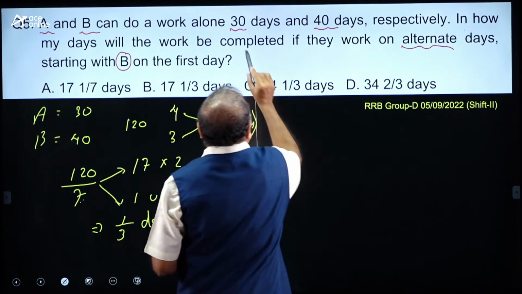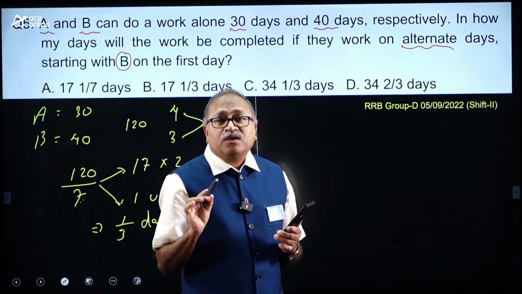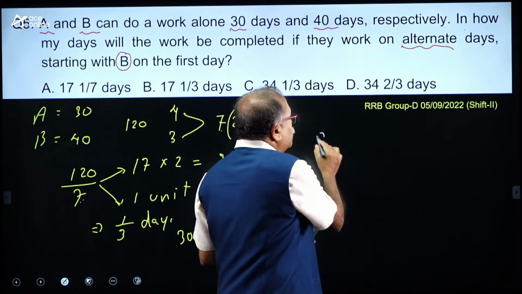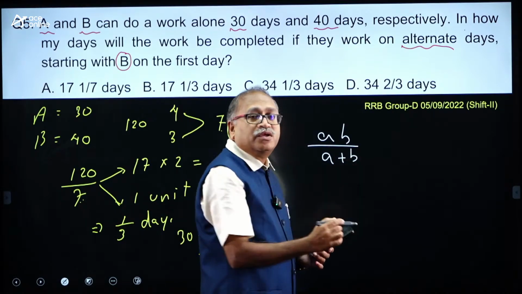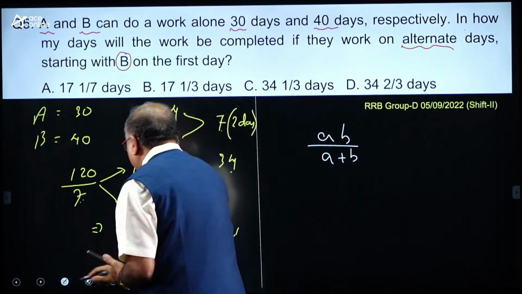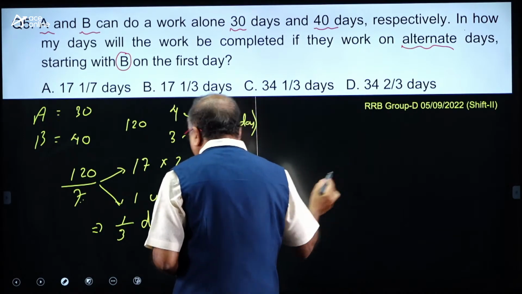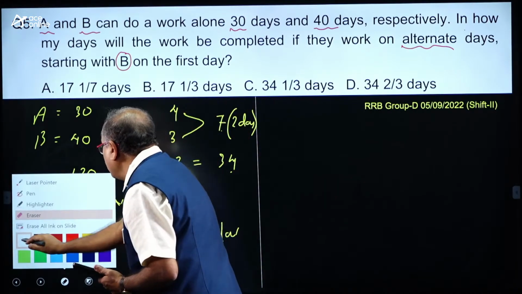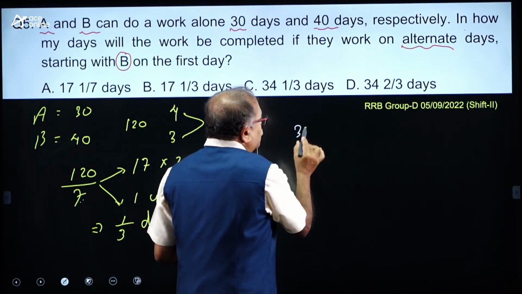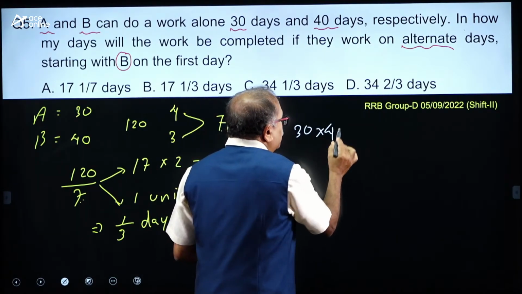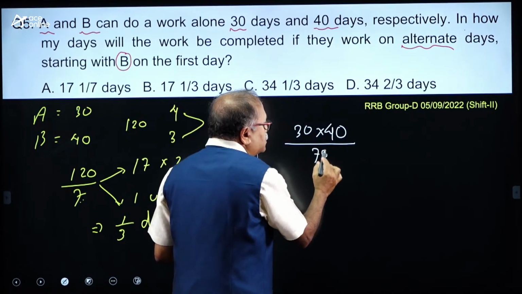Look at this one. If they work together, how many days does it take? We know the AB by A plus B formula. We will use this formula here directly. And look at this part. Here we are going to do 30 into 40, 30 into 40 divided by 30 plus 40, which is nothing but 70.